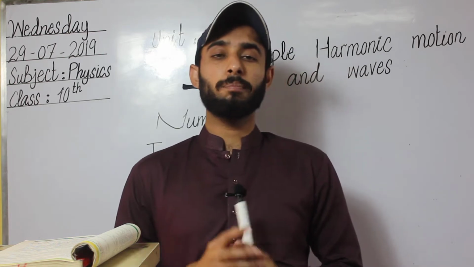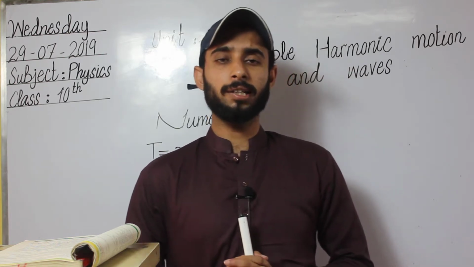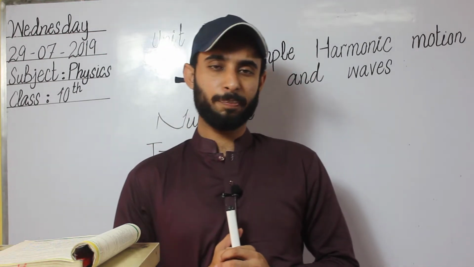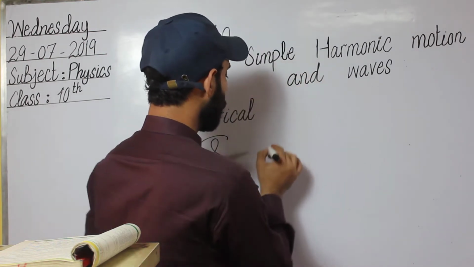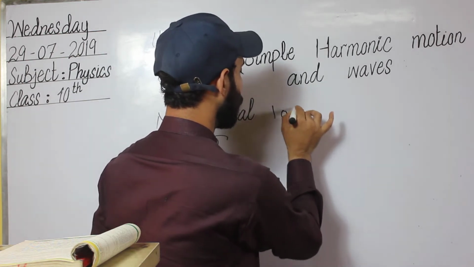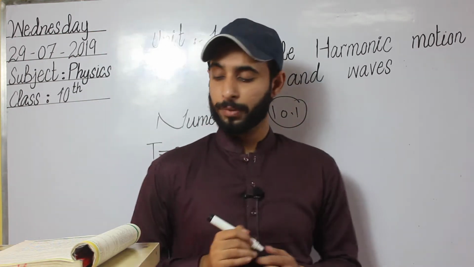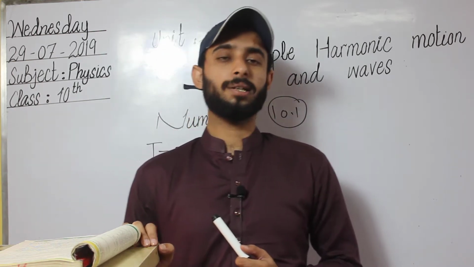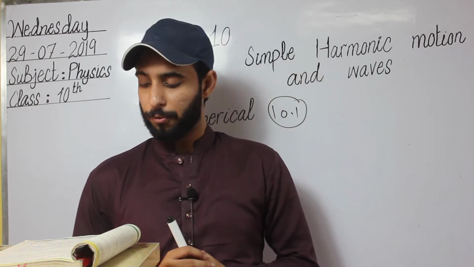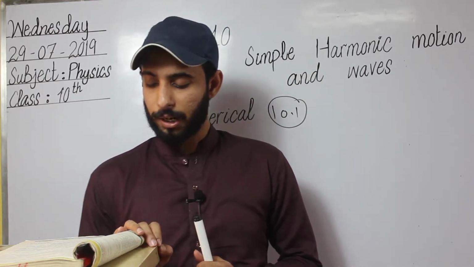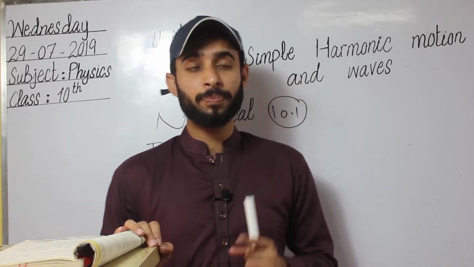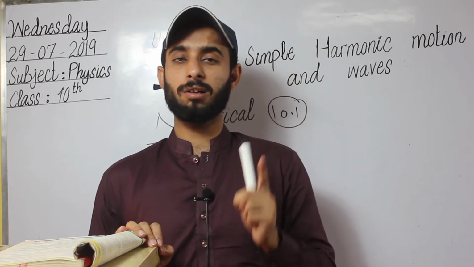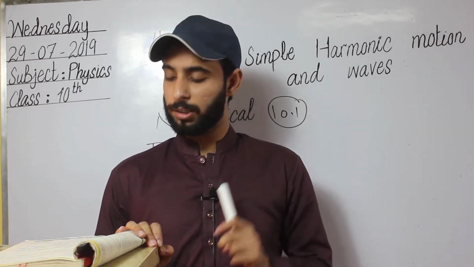So, student, before starting to solve a numerical, we should study the given statement very carefully. First of all, we are going to solve numerical number 10.1. The time period of a simple pendulum is 2 seconds. What will be its length on the earth and what will be its length on the moon? It means here we have to find two lengths: one length on the earth and the second length on the moon.